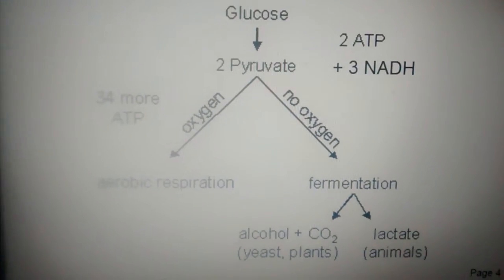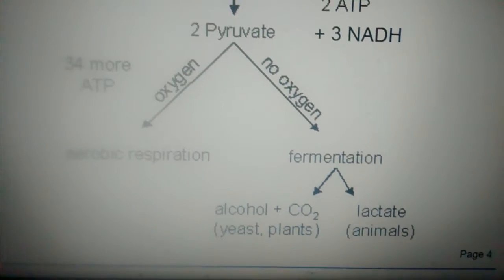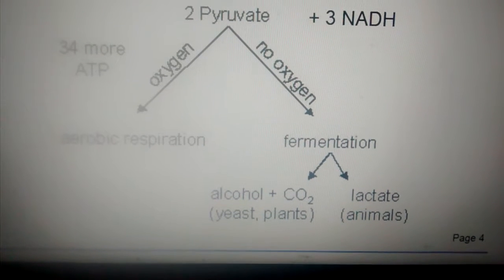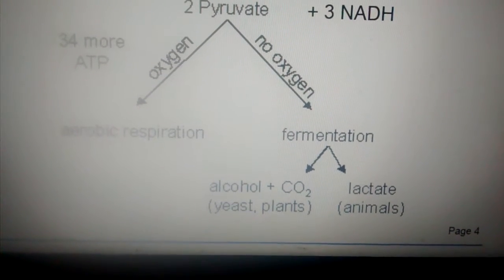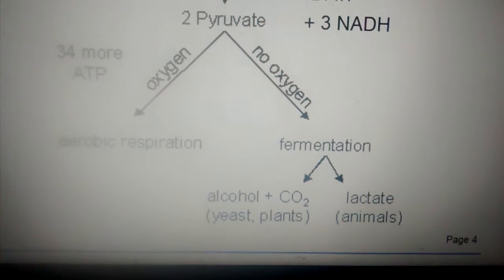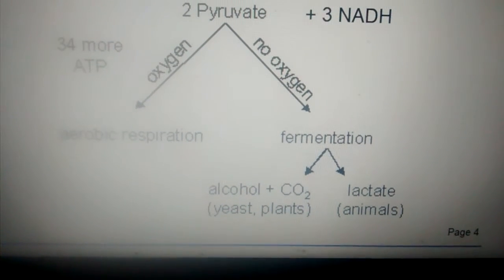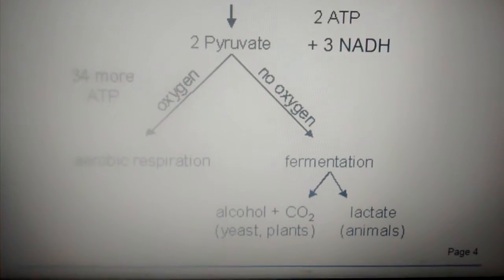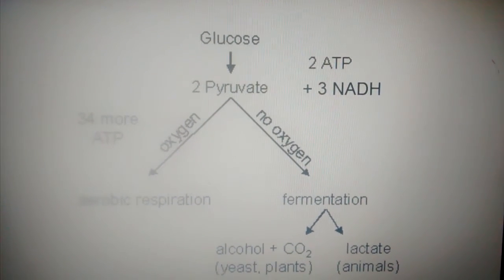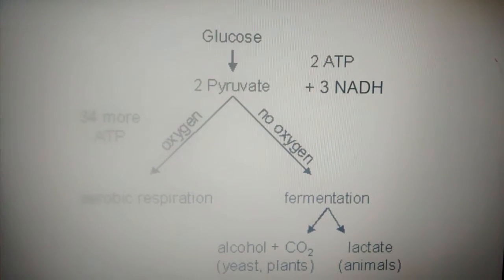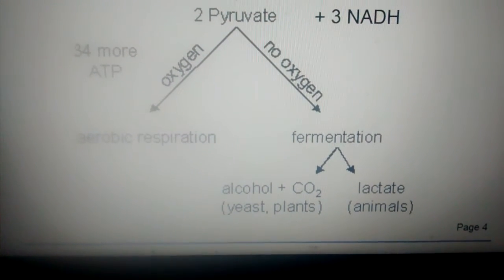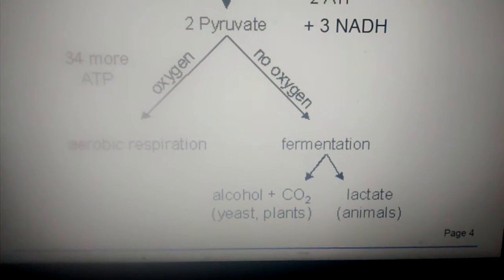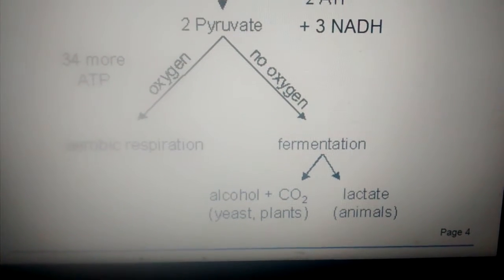Pyruvate, however, in the absence of oxygen, will take a different pathway that we call fermentation. As I previously discussed, in plant cells fermentation will produce alcohol and carbon dioxide, and basically no additional ATP. The 2 ATPs produced in fermentation come from the previous step, which is the conversion of glucose into pyruvate. In animal cells and bacterial cells, the fermentation process produces lactate or lactic acid.